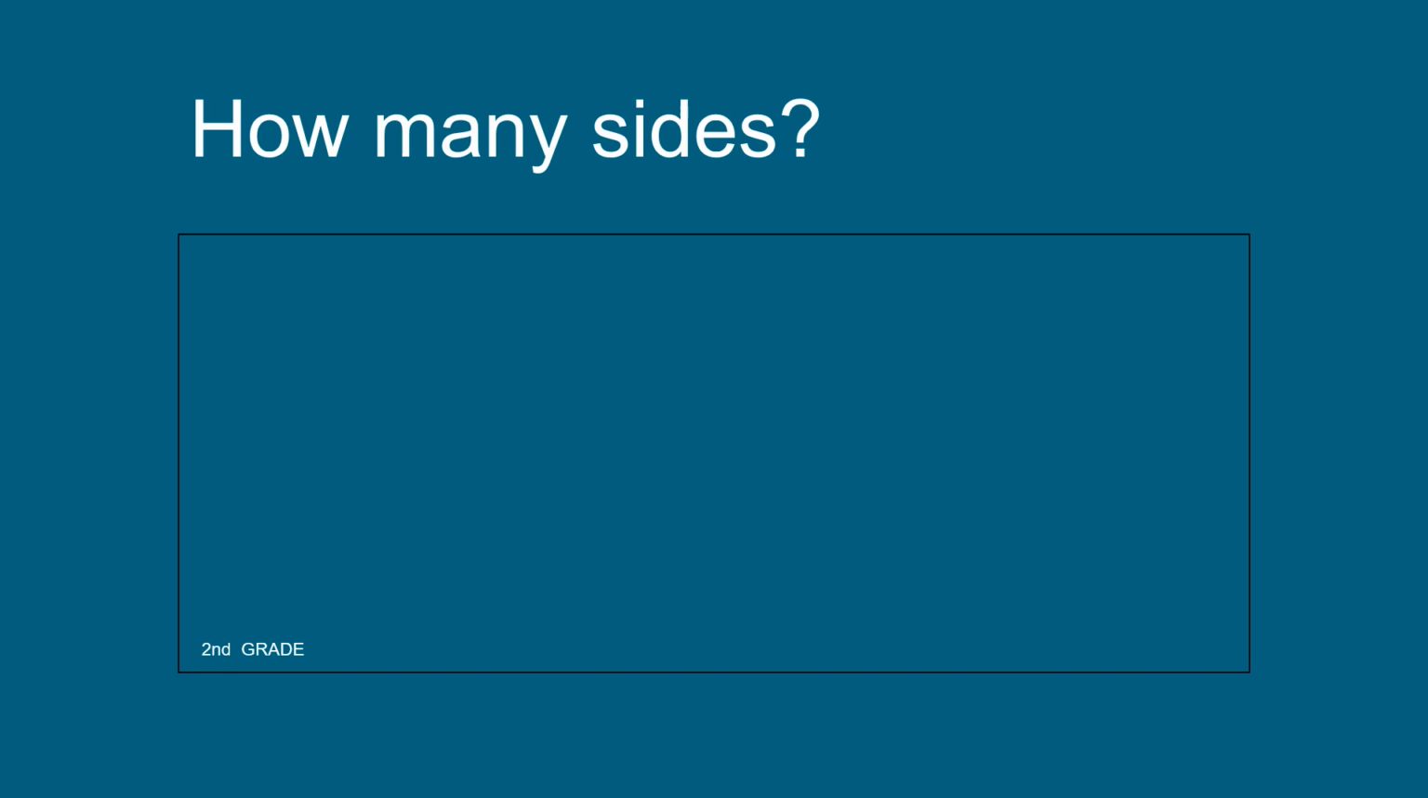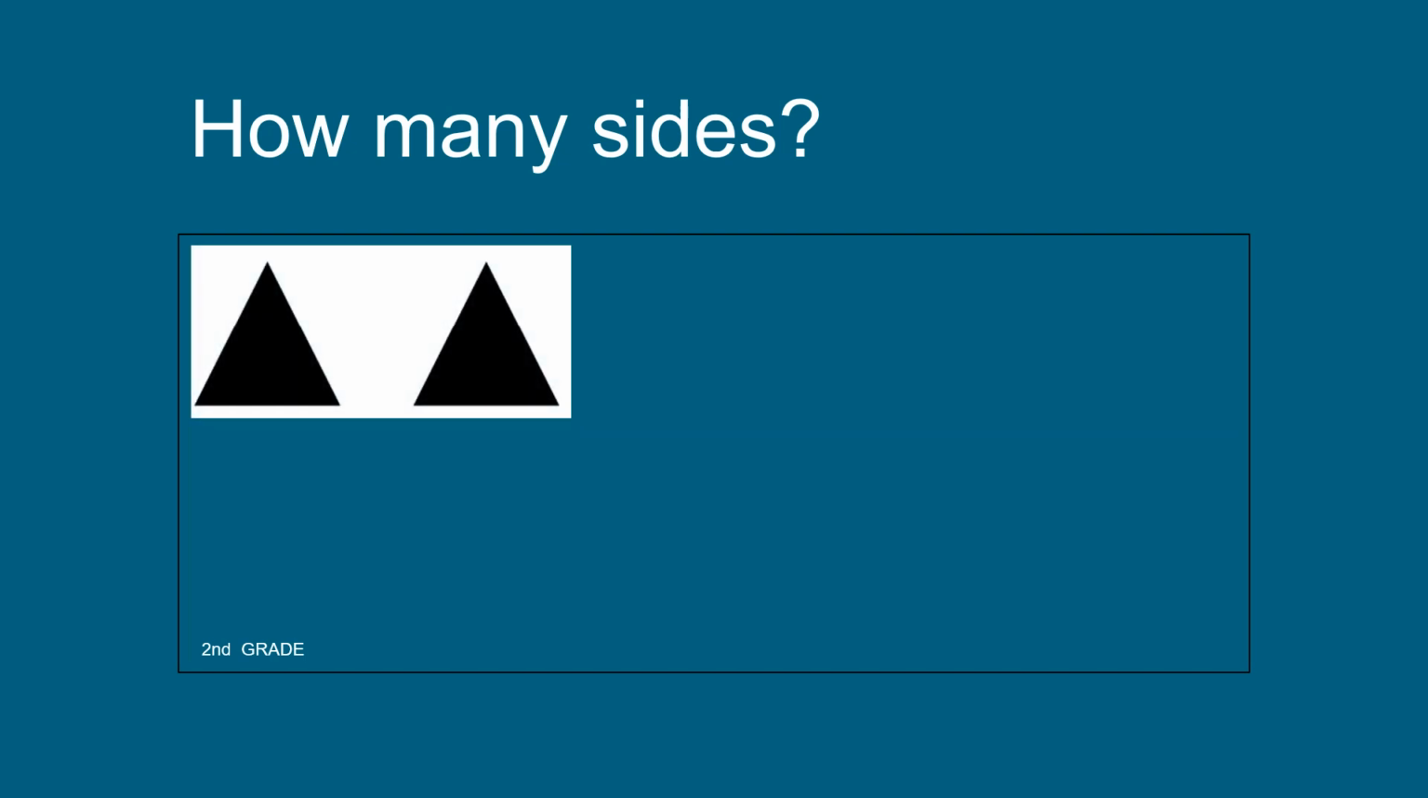We are going to review what you know about plane shapes first. One way to describe plane shapes is by the number of sides. So I'm going to show you some pictures. Your job is to figure out how many sides there are in all. How many sides do you see? Here comes the first one. How many sides do you see?